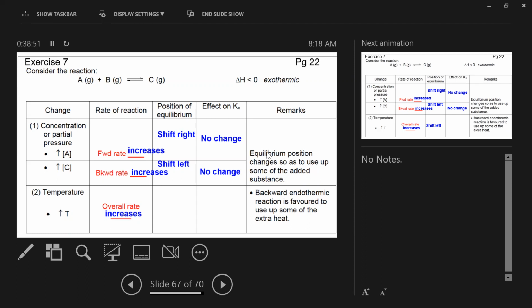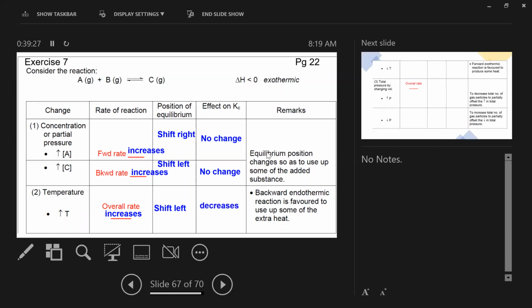Because both the reactant and the product molecules have gained kinetic energy, the effective collisions increase in both directions. Whether it shifts right or left depends on the enthalpy change. Since it is exothermic, heat energy is released as a product. You must recognize that in order to tell whether it will shift right or left. Got it?